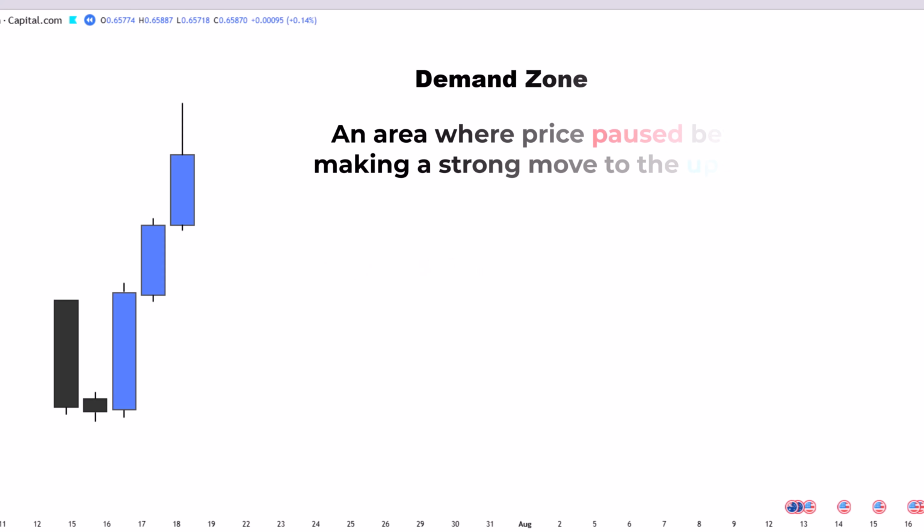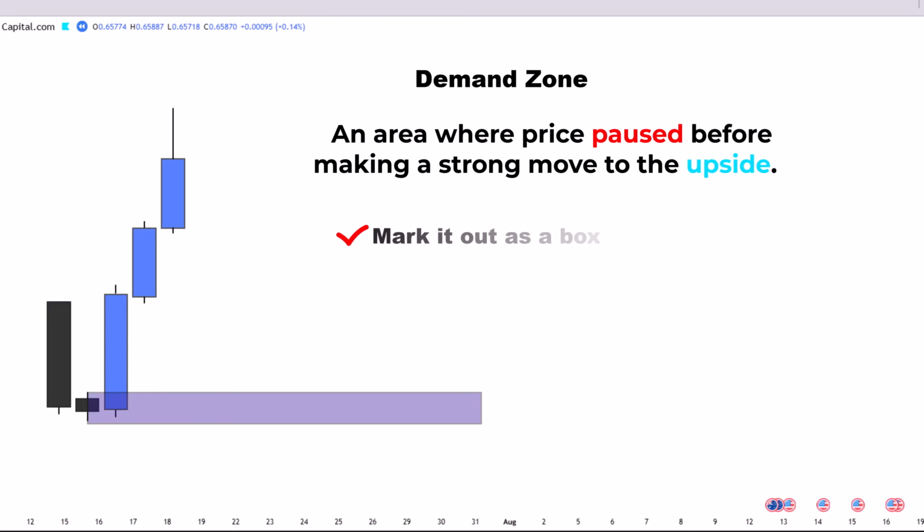So, a demand zone is simply an area where price paused before making a strong move to the upside. When you are looking at a candlestick chart, this is usually going to be that last candle sitting at the base before price just explodes higher. If we turn it into a zone, we mark it out as a box. There are different ways people draw their zones, but the easiest way, and the way I like to keep it simple, is to use the last candle before the impulse move away.